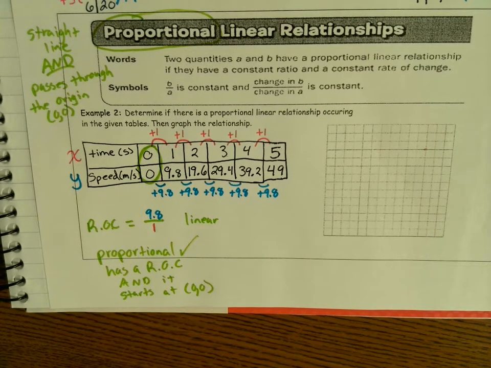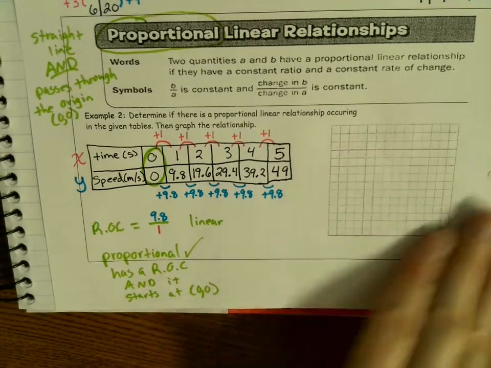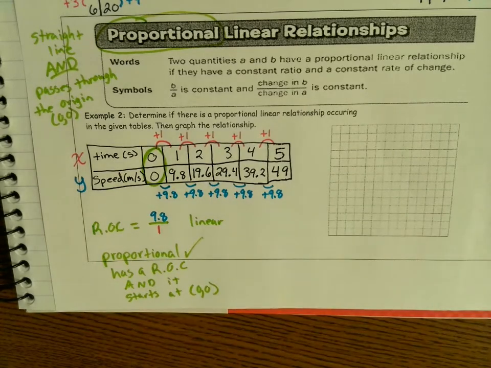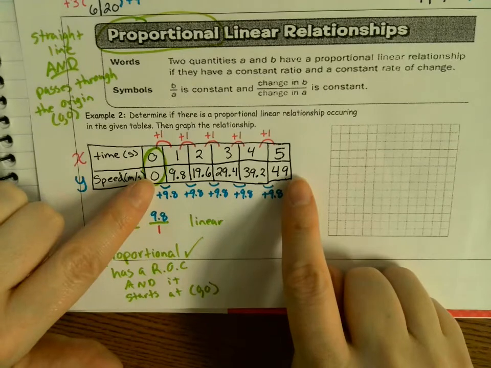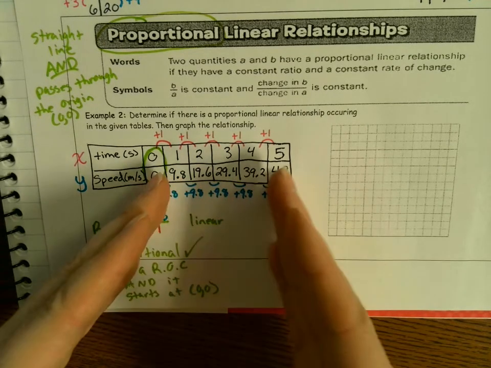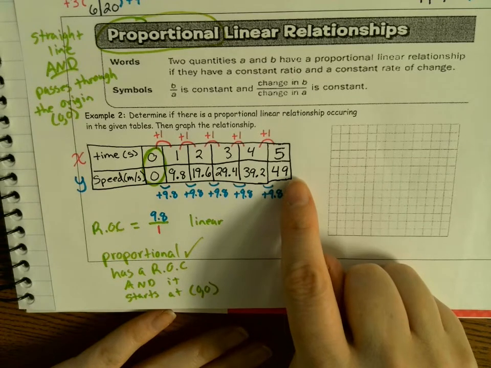So now what we want to do is go ahead and graph it. Now, when you're creating your graph, notice that nothing is posted on here. Sometimes when you're creating your graph, you have to create the axes. And that means you have to think, what are you going to count by in order to make sure that you are able to display all of your data. So my largest point goes up to 49.